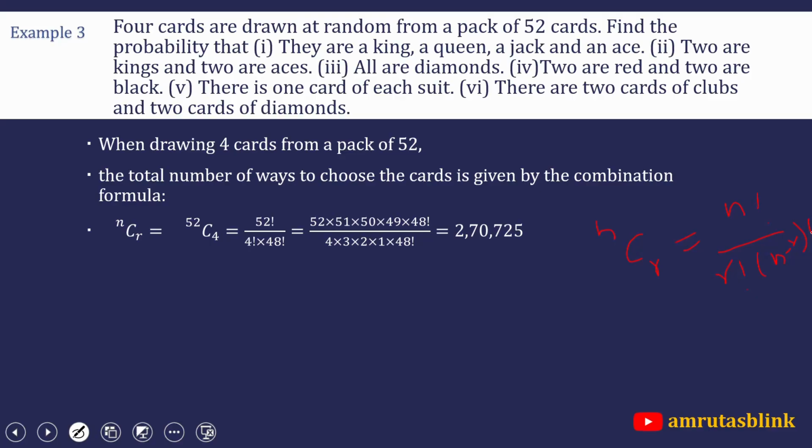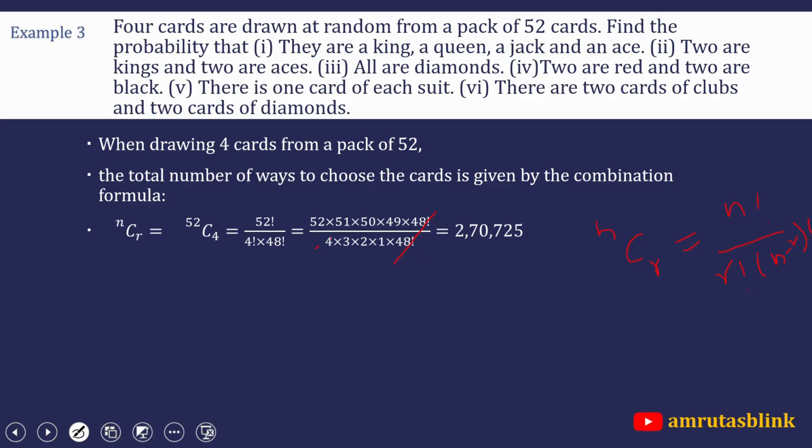So 52 factorial we will split up to 48 factorial, so that 48 factorial will get cancelled. That is, 52 factorial is equal to 52 into 51 into 50 into 49 into 48 factorial. 4 factorial we will also split down, 4 into 3 into 2 into 1, and 48 factorial as it is, so that this will get cancelled. We will further simplify this.